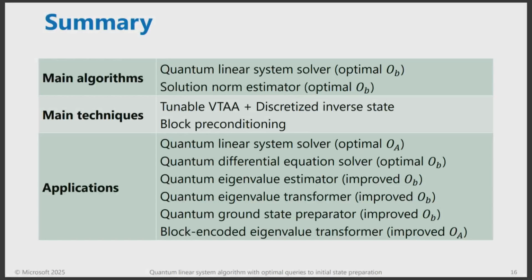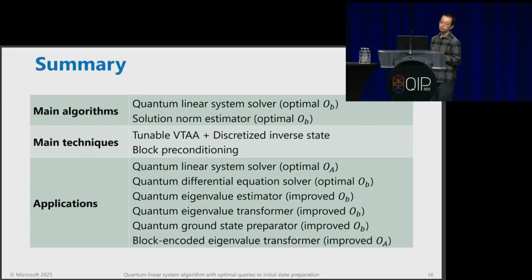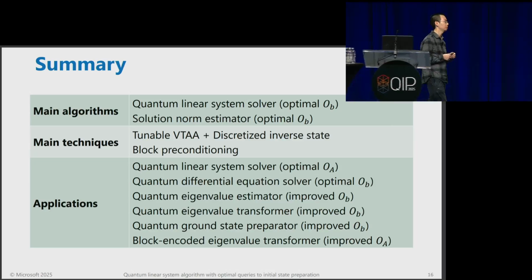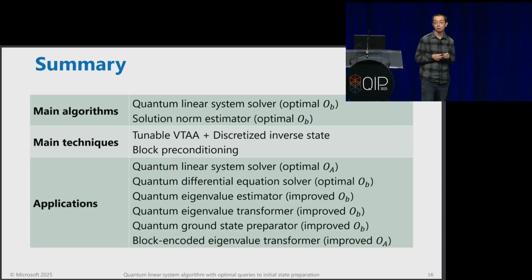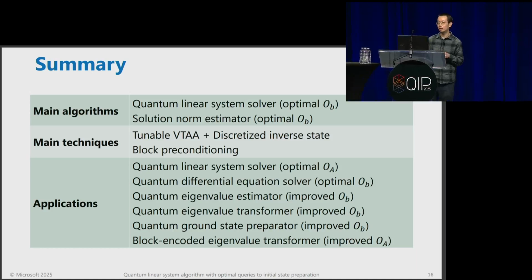OK, so I think maybe it's time to give a brief summary. In this work, we developed quantum linear system algorithms with optimal queries to the initial state preparation. This depends on the availability of the solution norm. If the solution norm is not available, then we can turn the VTAA into a solution norm estimator. The main technique is a more careful analysis of VTAA.